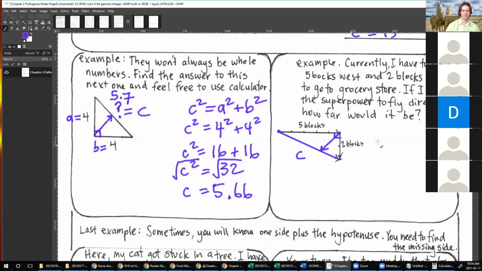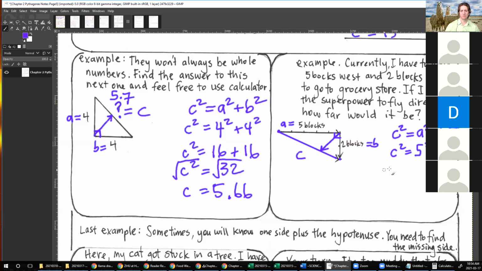Does it matter if this is A or B? No. So I'm just going to label this A. And this could be B. I'm going to write out my formula here. So C squared equals A squared plus B squared. Okay, C squared is equal to, A is going to be 5, so I'm going to do 5 squared. And B is going to be 2, so I'm going to do 2 squared.